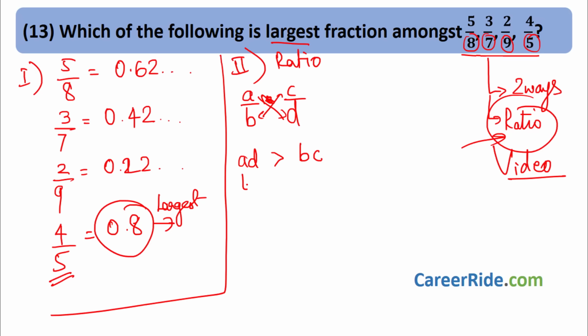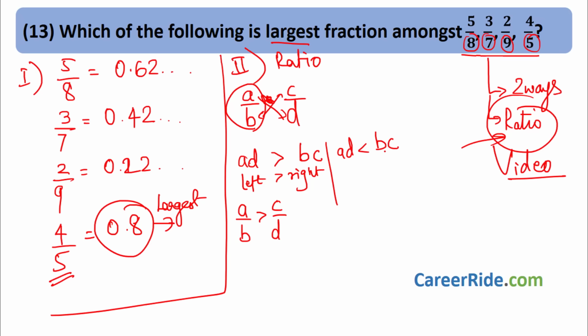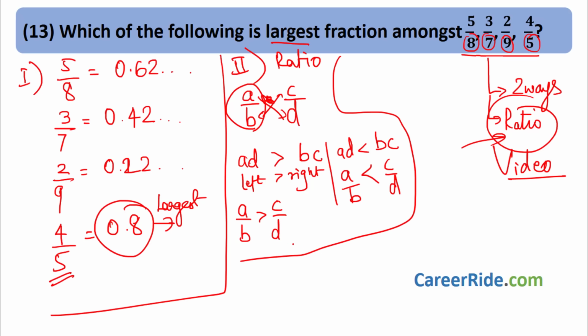So if AD is greater than BC, that is left hand side is greater than right hand side, so the left hand side fraction should be greater than the right hand side fraction. Which is the left hand side fraction? A by B. So A by B will be greater than C by D. If AD is less than BC, then the right hand side is greater, so C by D will be greater than A by B. And if AD equals BC, both the fractions are the same. Now let us solve using this trick.